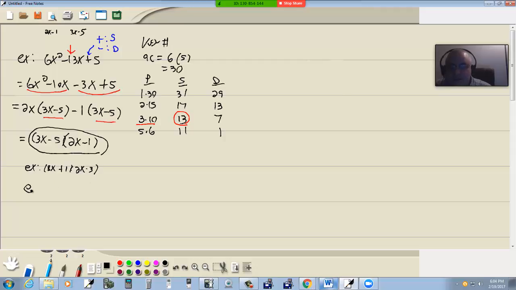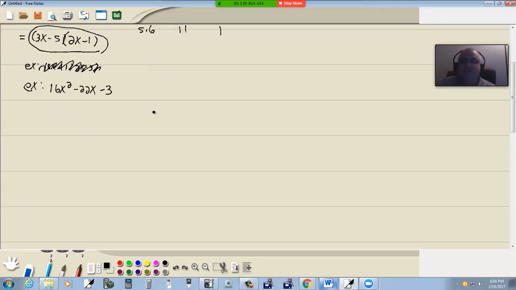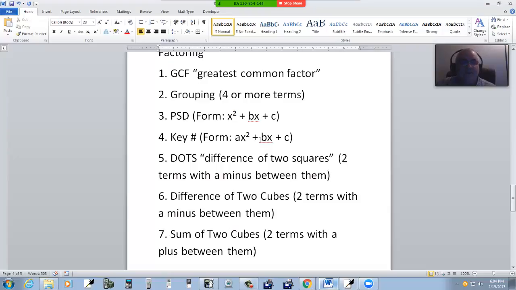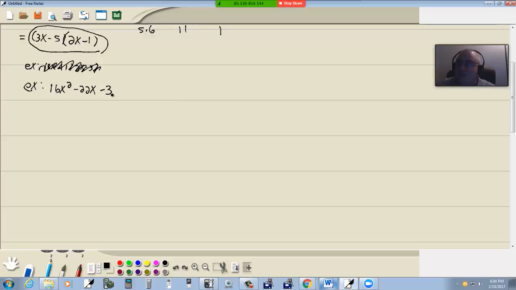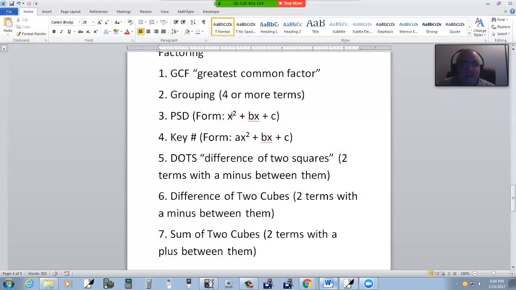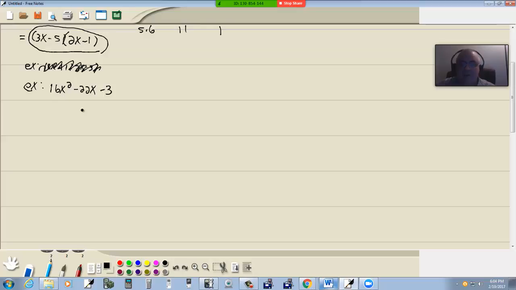Okay, so let's say we got 16x squared minus 22x minus 3. Double check that. Okay, 16x squared minus 24x minus 22x minus 3. GCF. There isn't any. Grouping is 4 or more terms. This is 3 terms. PST is close, except there's a number in front of the x squared. This would be key number again.